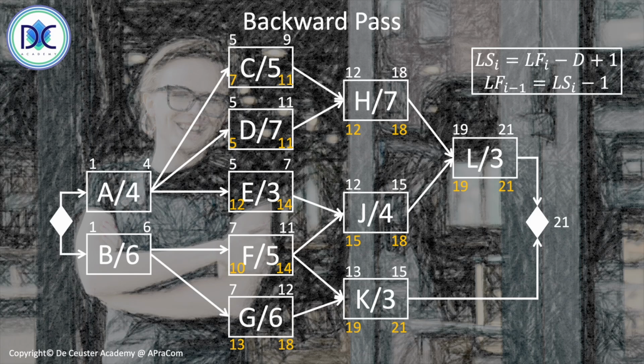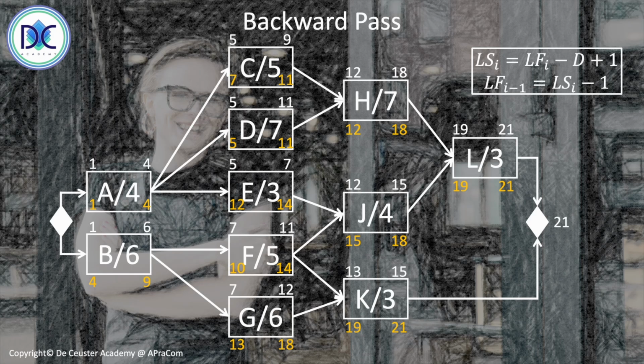For A, we have three successors, and we apply the same rule. We find the successor with the lowest late start time, which is activity D, with 5. 5 minus 1 gives us 4, and 4 minus 4 plus 1 is 1. The same principle for B. We look at F and G. F has the lowest late start time, so the late finish time of B is 10 minus 1, which is 9, which gives a late start time of 4.